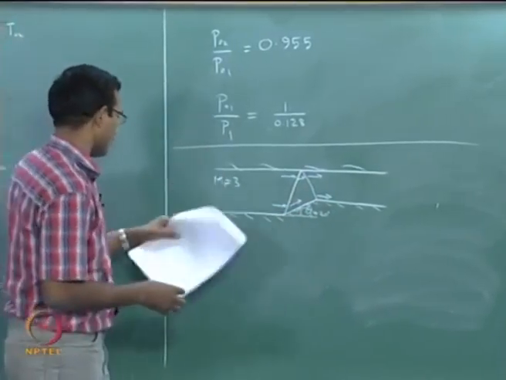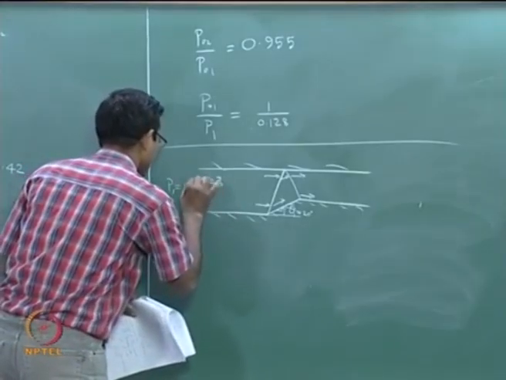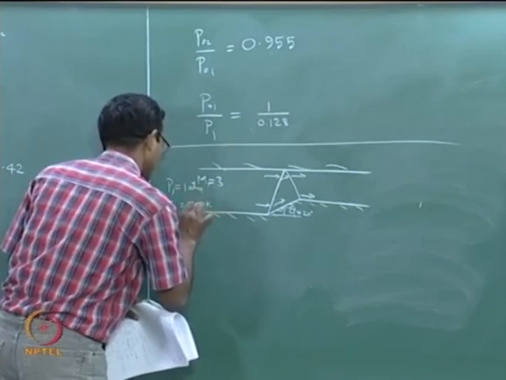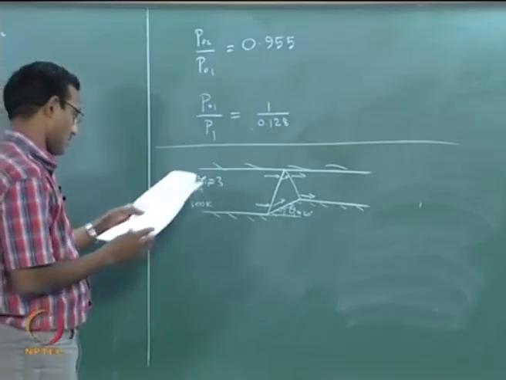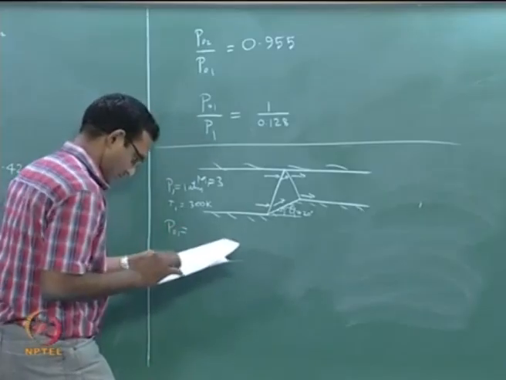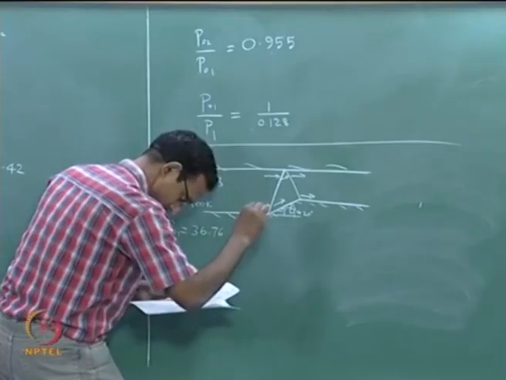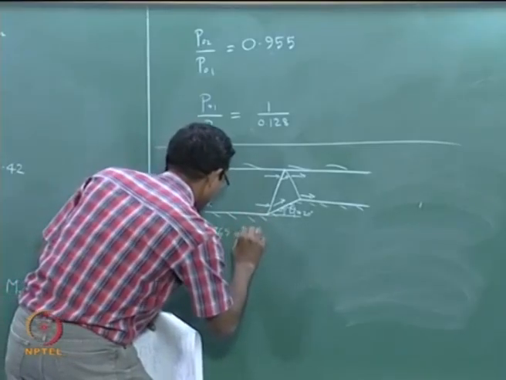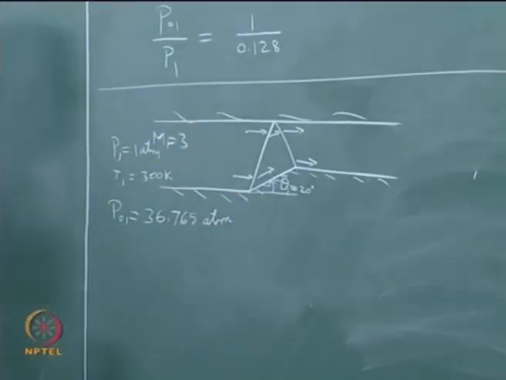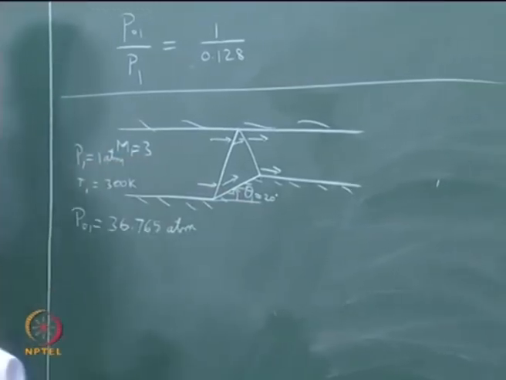Okay. I am giving the same thing, P1 equal to 1 atmosphere, T1 equal to 300 Kelvin. I am giving you the same condition. Here I have found P naught 1, but this is a different Mach number. P naught 1 is 36.76. Okay, this is given. So now to start the problem, I have theta 1 and I have M1, so I can find beta 1. Not very difficult to solve.